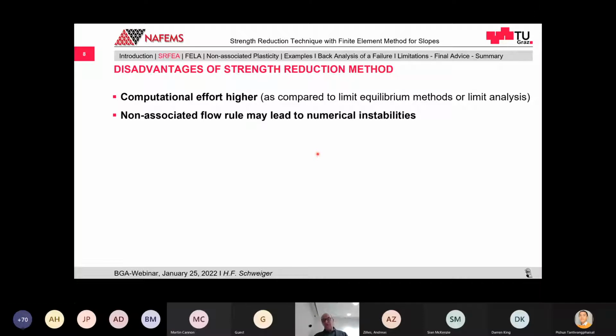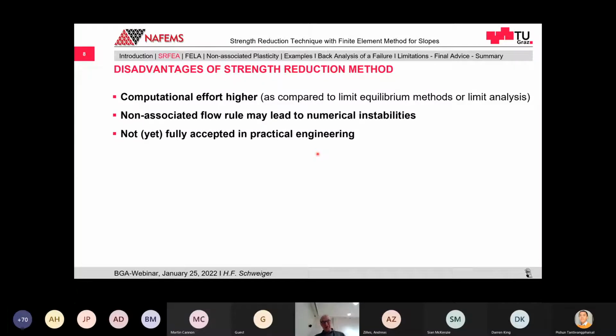Non-associated flow may lead to numerical instabilities, so I will address that. That is an issue which comes up occasionally, not automatically, if you have, let's say, normal values of friction, dilation, etc. It's usually okay, but in some extreme cases, you can run into numerical instabilities.